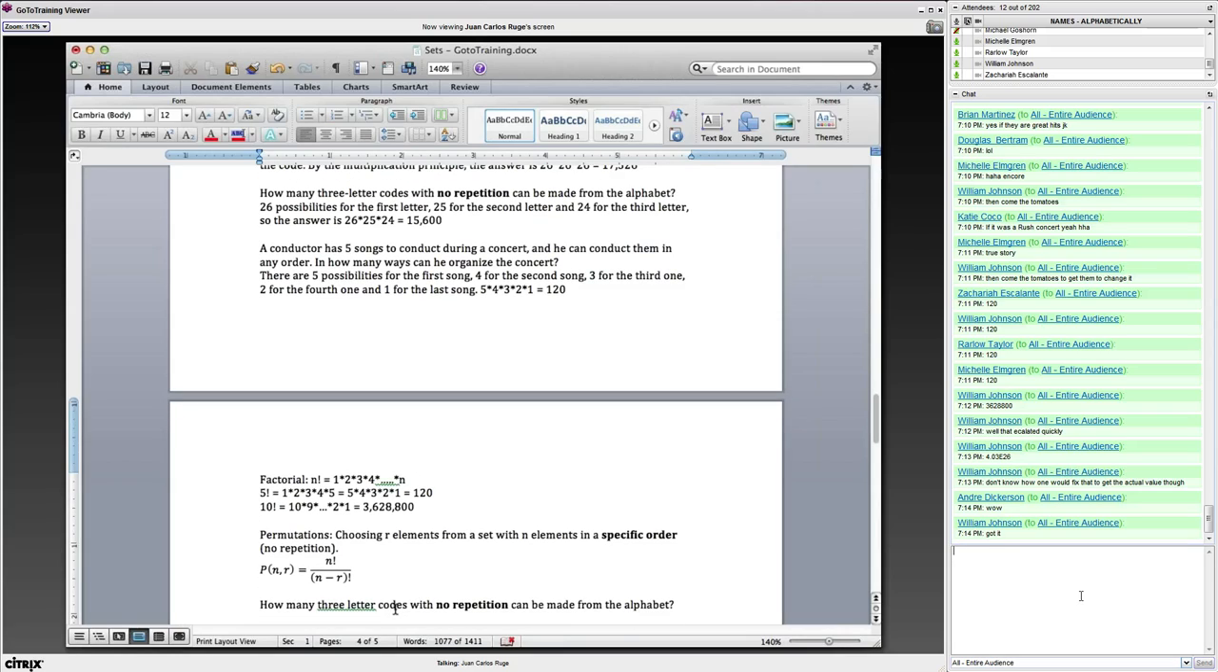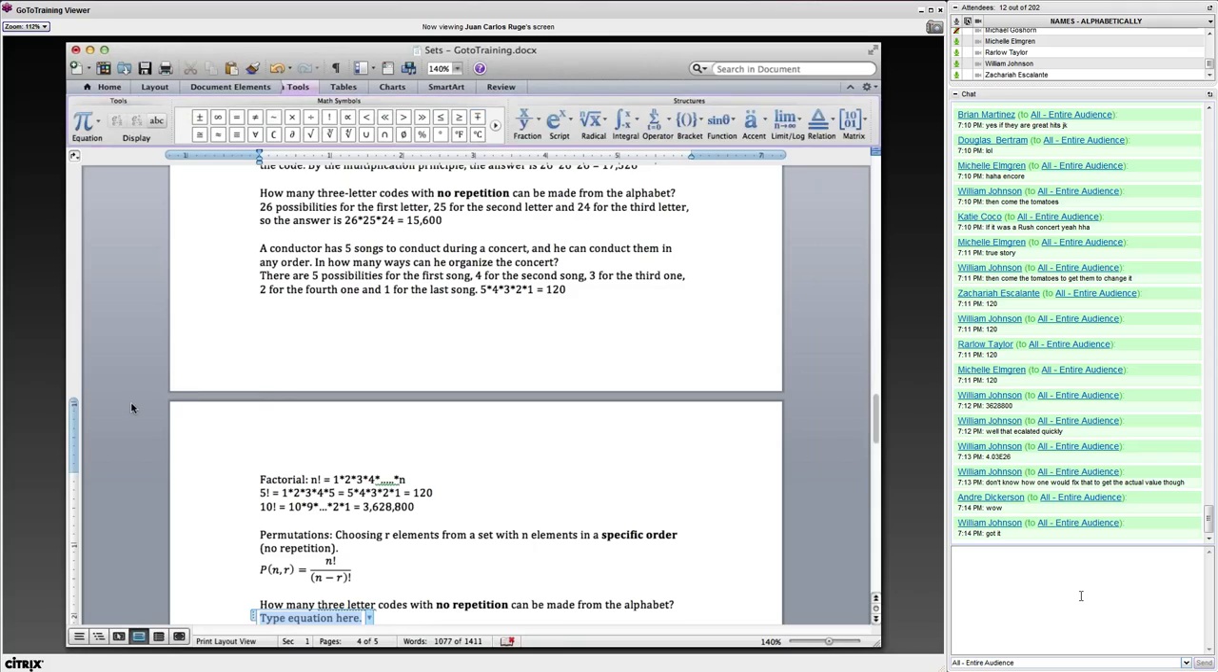Question here. How many three-letter codes with no repetition can be made from the alphabet? Yes, the answer is 15,600.